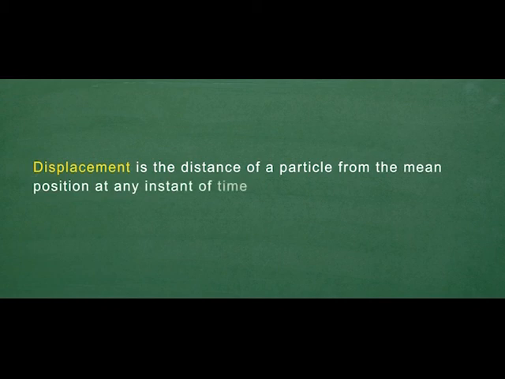Okay, what do you mean by displacement? Displacement is the distance of the particle from the mean position at any instant of time while executing simple harmonic motion. Now we know that displacement is the distance traveled by the body with respect to mean position on either side of the mean position. So in this respect, we can have a positive displacement as well as a negative displacement.